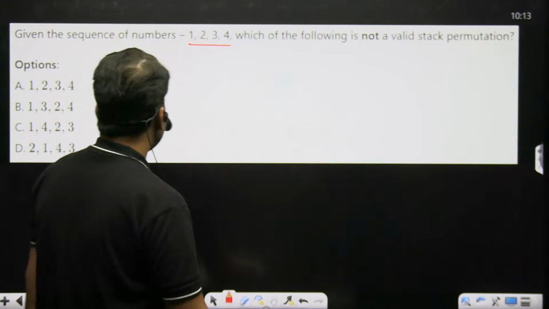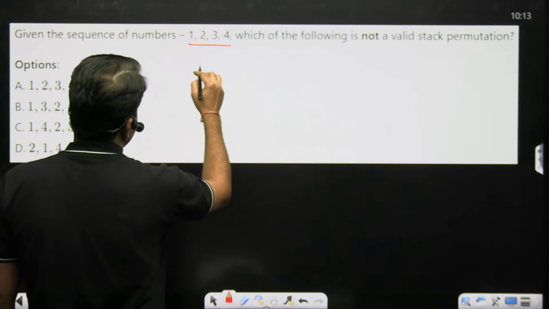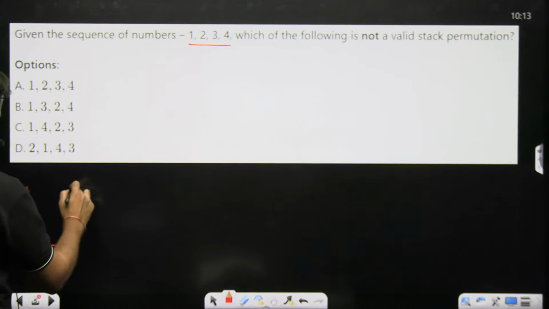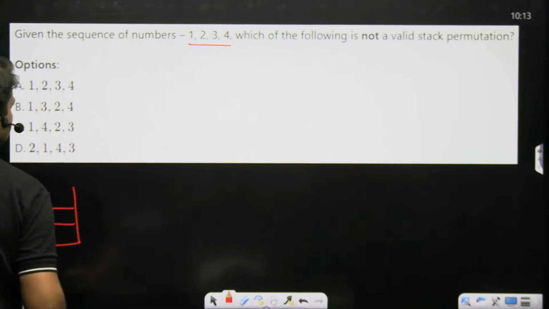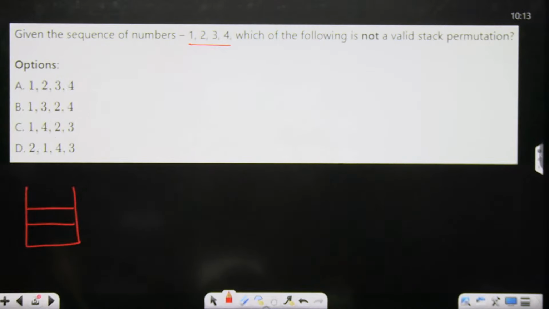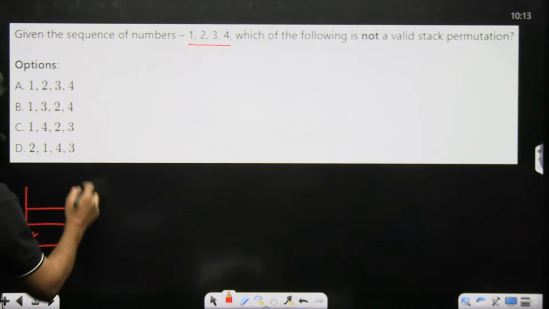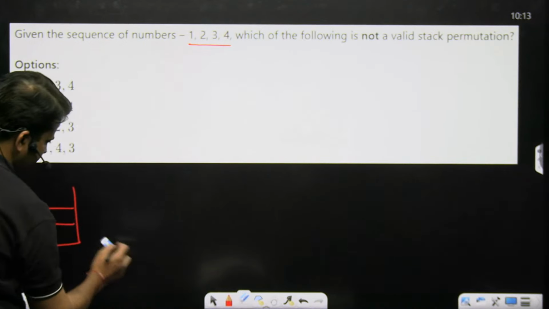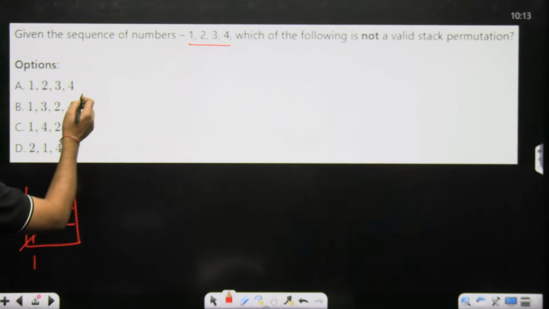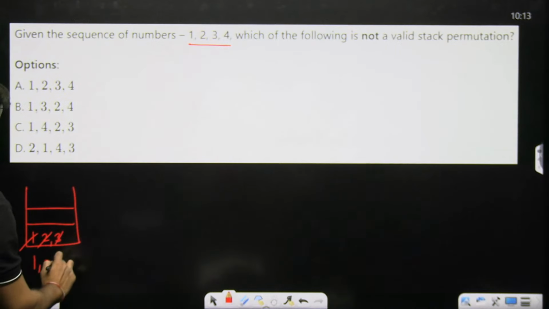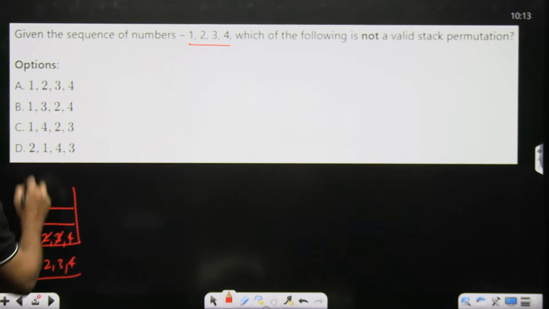So look, it's a very simple question. Very simple question. So let's first discuss: is the first option possible if the insertion sequence is in this order, 1 2 3 4? So how is this possible? Let's say first 1 comes, push it in the stack and pop it out immediately. Then next 2, push 2 here and immediately pop 2, then push 3 and immediately pop 3, then 4, then immediately pop. So this is possible, this is valid.